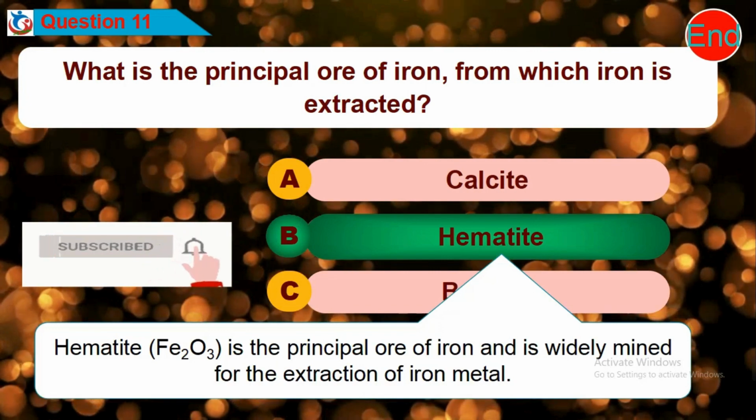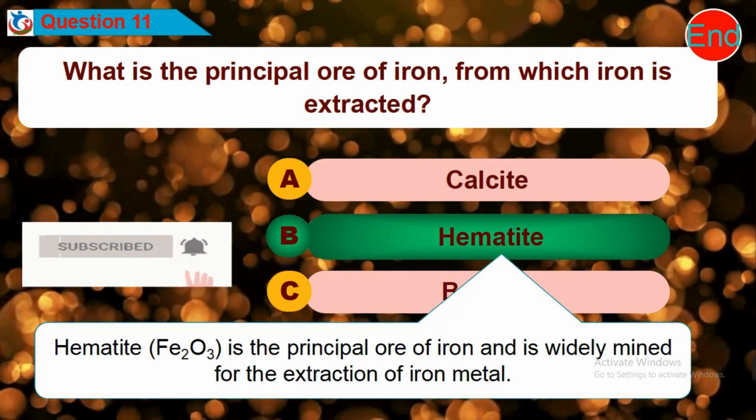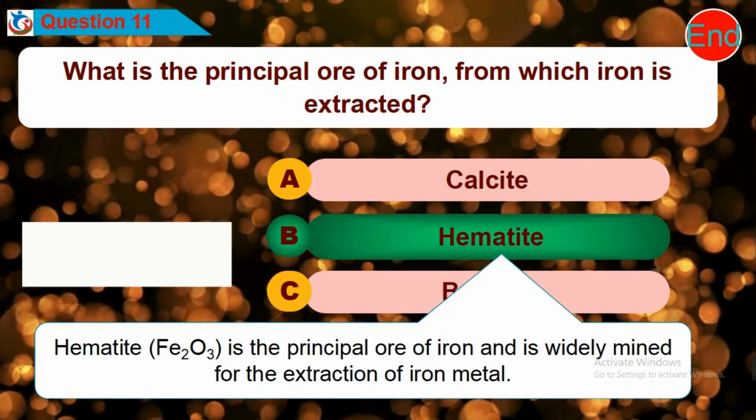Hematite is the principal ore of iron and is widely mined for the extraction of iron.